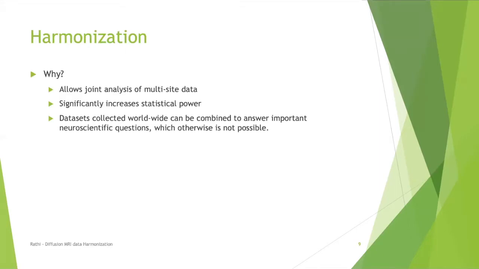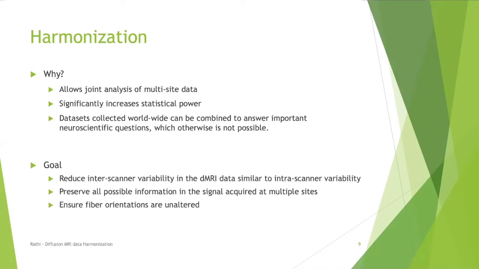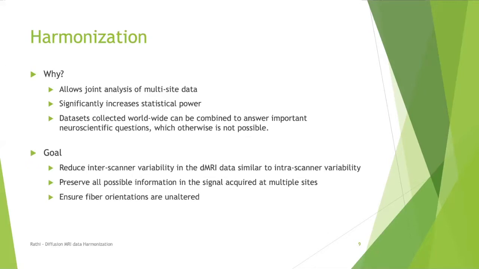So I guess I've convinced you about why there are changes and why harmonization needs to be done. But apart from the fact that there are differences, if you harmonize the data, you end up increasing the statistical power. And of course, now you can combine data sets and answer questions that you wouldn't be able to answer otherwise. And so the goal of harmonization, in broad terms to me, is to reduce the interscanner variability in the dMRI data to something very similar to intrascanner variability, so that scanner specific biases are removed.